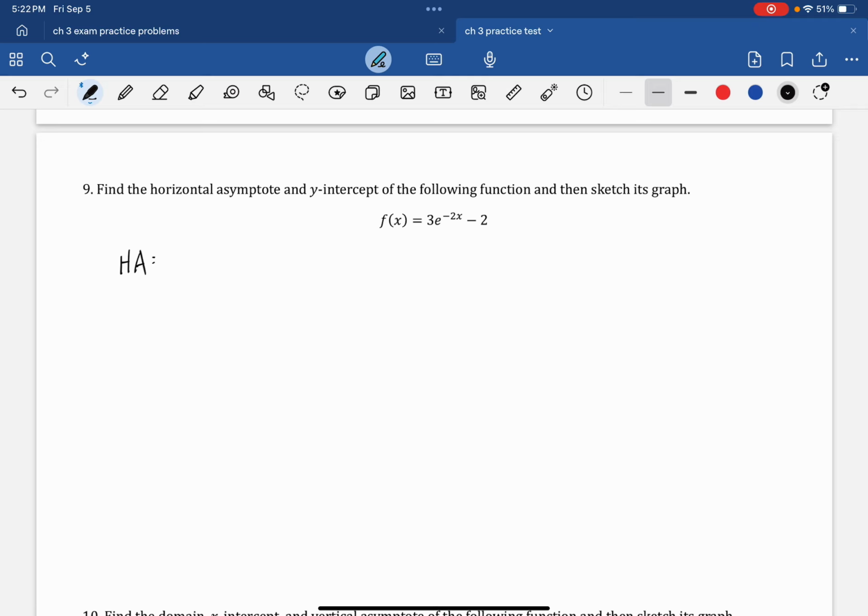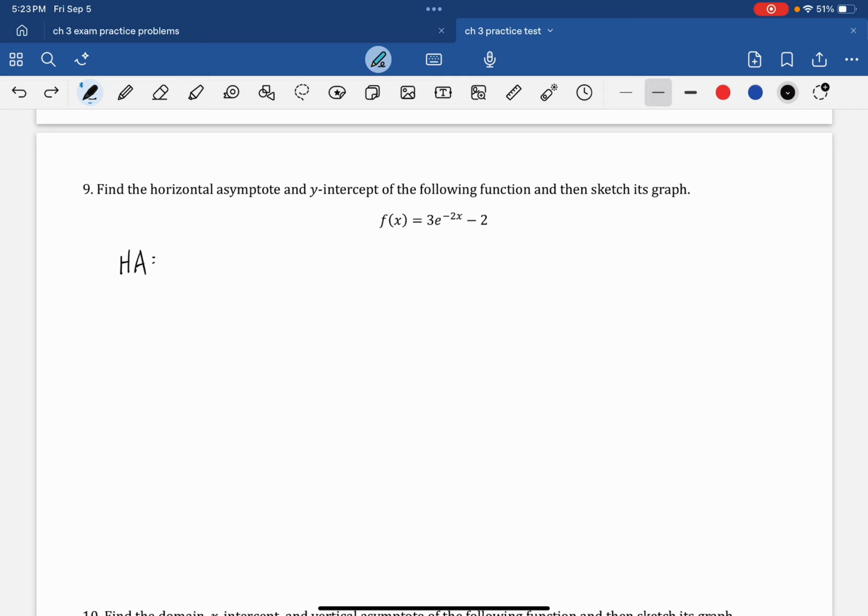Well, first we should maybe notice that several transformations have happened, right? First, there has been a horizontal reflection because of this minus sign in front of the x. There's also been a horizontal shrink by a factor of 2 because of the 2 that's in front of the x. Then there has been a vertical stretch by a factor of 3 because of the 3 in front of the e to the negative 2x. And finally, there has been a vertical shift down 2 units because of the minus 2 outside the function, outside the parent function.